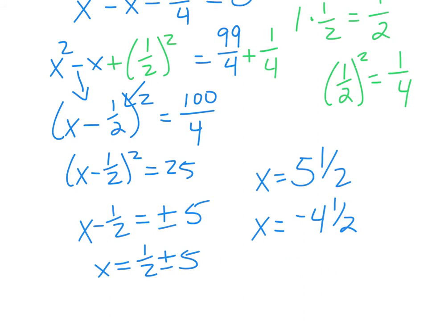Why is it minus 4 again? Because, right, you know what this is saying, right? This says that it has to be 1/2 plus 5, and then 1/2 minus 5, right? Okay?